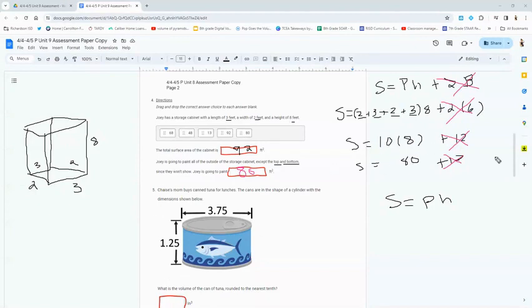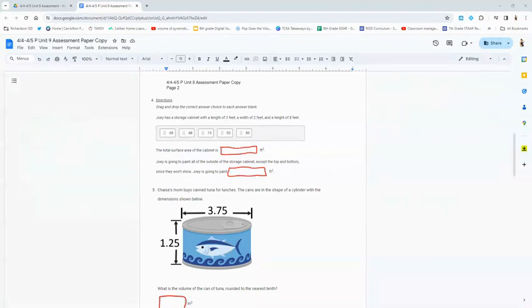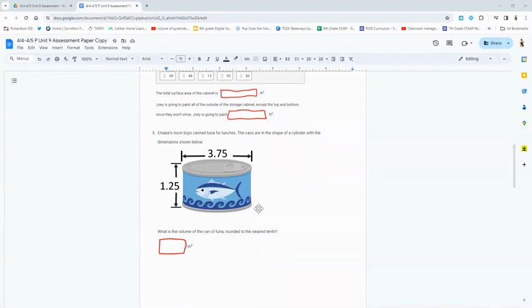All right, question 5 here. Chase's mom buys a canned tuna for lunch. The cans are shaped like a cylinder with the dimensions below. What is the volume of the can of tuna? So I know that volume is V equals big B times H, and the big B represents the area of the base. So I know it's going to be V equals pi r squared times my height.